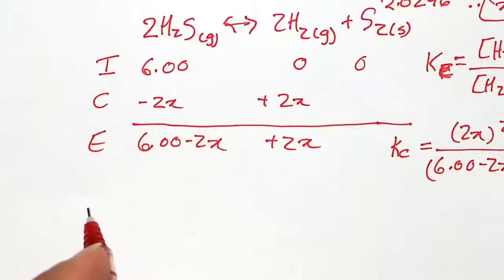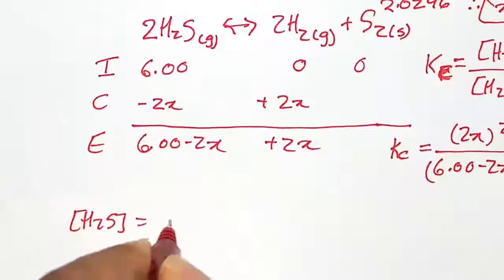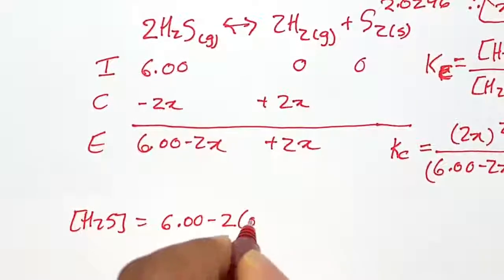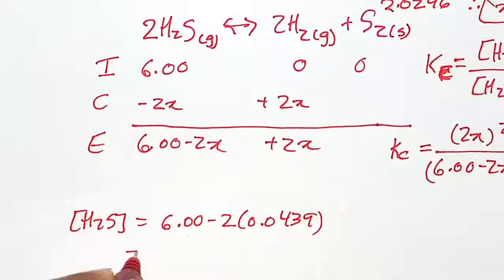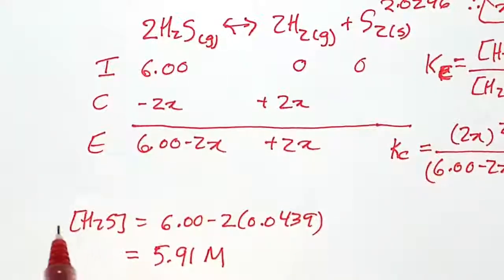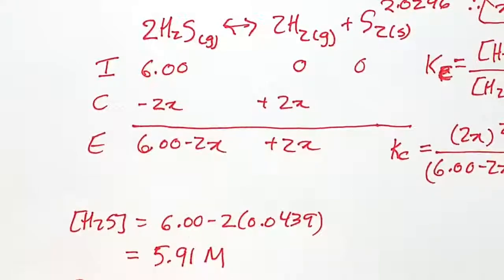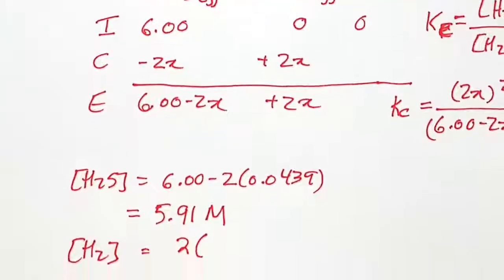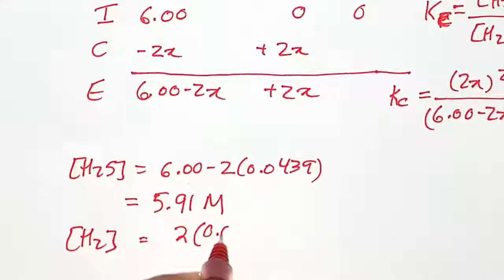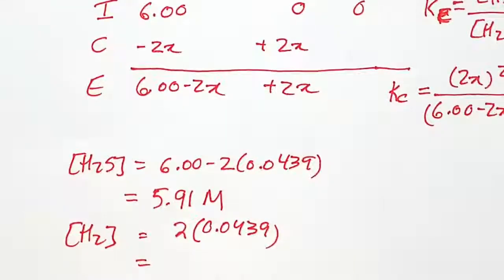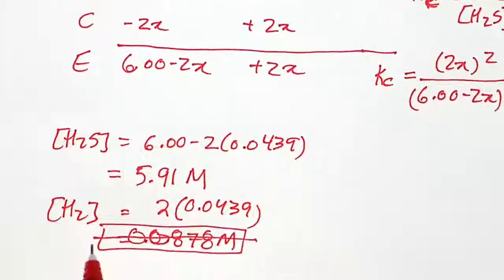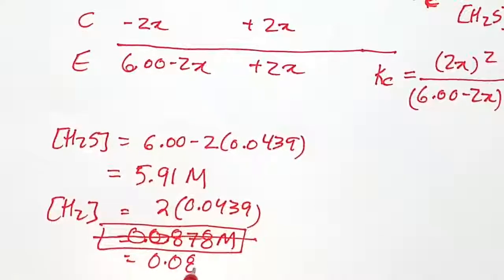Our equilibrium concentration for H2S will be 6 minus 2 times 0.0439, which equals 5.91 molar. That will be the concentration of H2S. The corresponding concentration of hydrogen gas is going to equal 2 times our change x. We calculated x to be 0.0439, so the concentration of hydrogen gas will be 2 times 0.0439, which is 0.0878 molar.